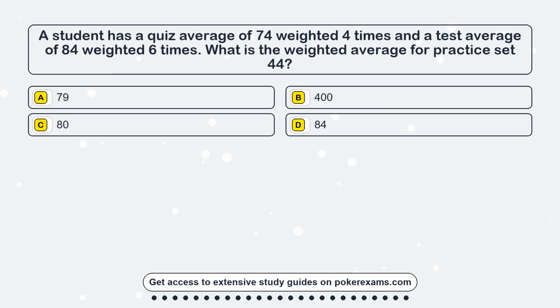Question 20. A student has a quiz average of 74 weighted 4 times and a test average of 84 weighted 6 times. What is the weighted average for practice set 44? Option A, 79. Option B, 400. Option C, 80. Option D, 84.